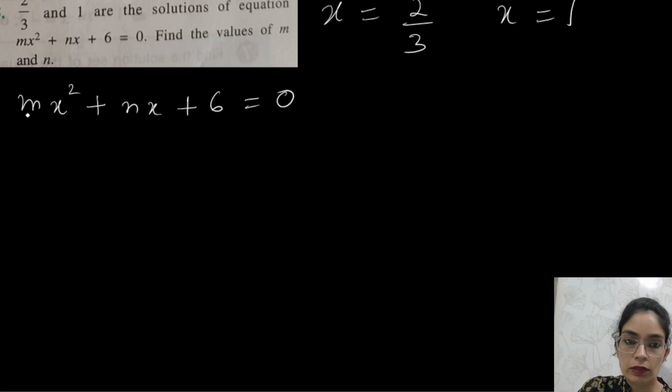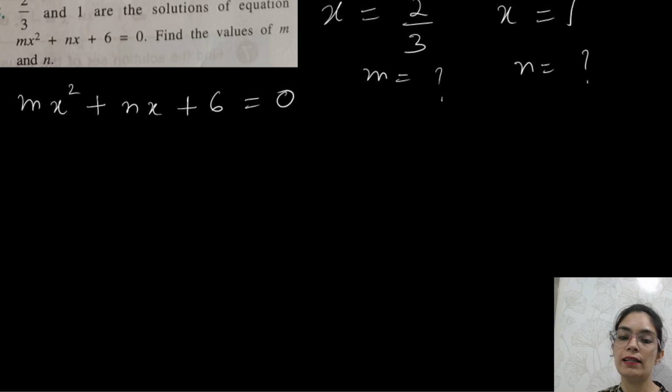But the only difference is that the given equation is m x square plus n x plus 6 equals 0. I have been given the value of x as 2 by 3 and the value of x as 1. But here in the equation also two unknown variables are there, m and n. So we have to find m and n. Same way, one by one we will do.